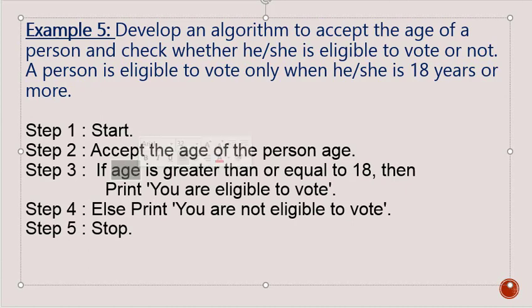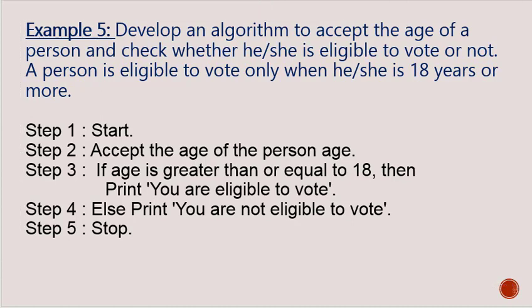And in step 3 we are checking if the value held by the variable age is greater than or equal to 18, then it will print the statement that you are eligible to vote. Otherwise it will go to step number 4 and print the statement you are not eligible to vote. And step 5, the end of the algorithm, we are writing the keyword stop.